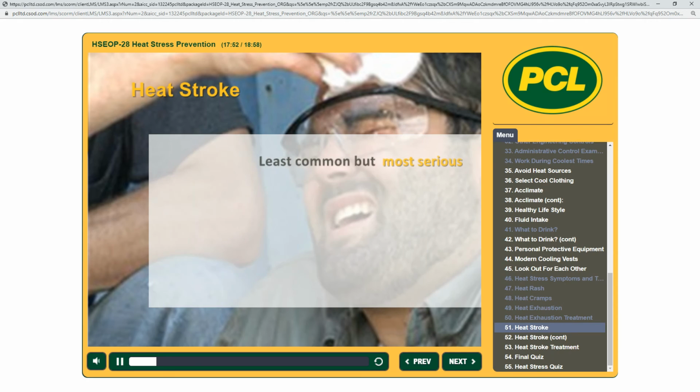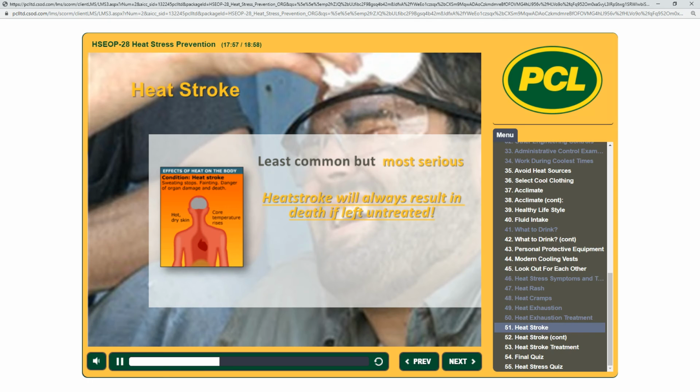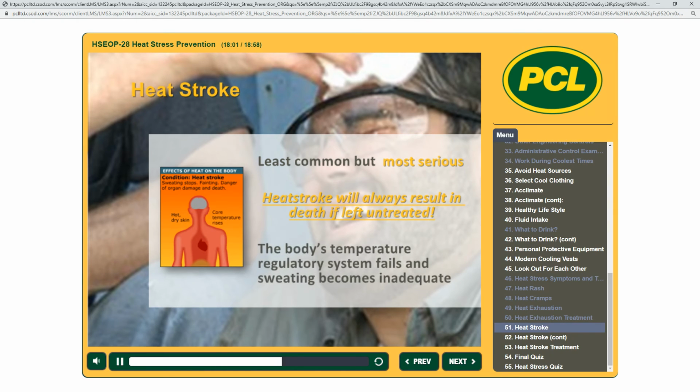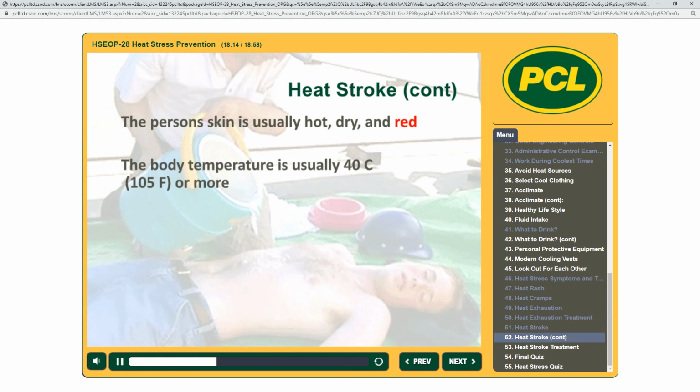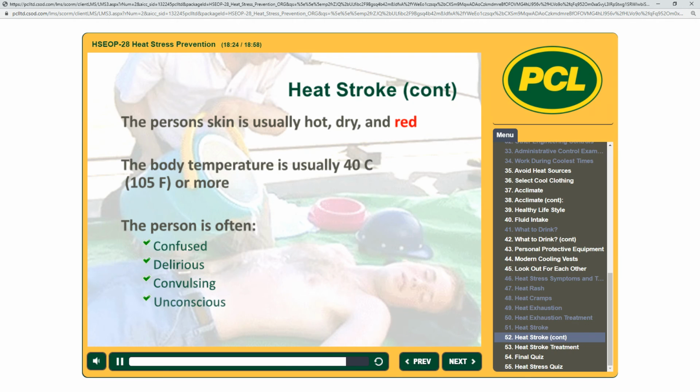Heat stroke is the least common but most serious heat-related illness. As previously mentioned, heat stroke will always result in death if left untreated. This life-threatening illness occurs when the body's temperature regulatory system fails and sweating becomes inadequate to cool the body temperature. With heat stroke, a person's skin is usually hot, dry, and red. The body temperature is usually 40 degrees Celsius or 105 degrees Fahrenheit or more. The person is often mentally confused, delirious, having convulsions, or is even unconscious.